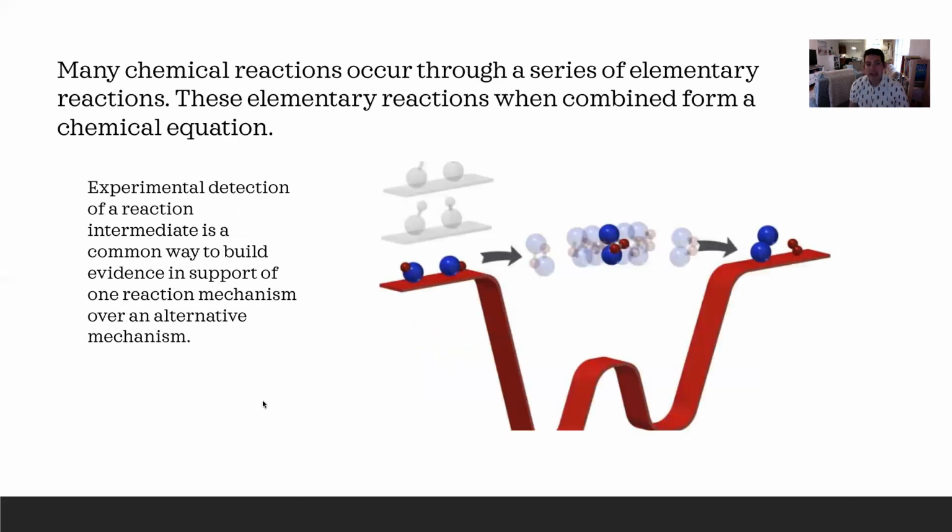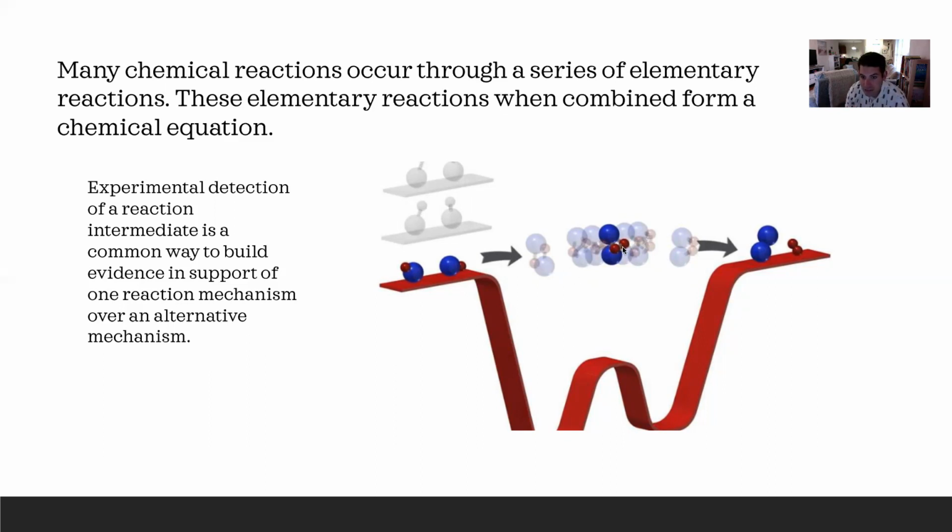All right, now, experimental detection of a reaction intermediate is a common way to build evidence in support of one reaction mechanism over an alternate mechanism. So we do try to set up these experiments to see if we can observe the presence of the intermediate. This is from a big experiment that happened back in the winter, where they were using ultra cold chemistry to slow down the reaction to try to observe the intermediate, which was gone in the blip of a second anyway, but they were able to get some data to identify that intermediate.